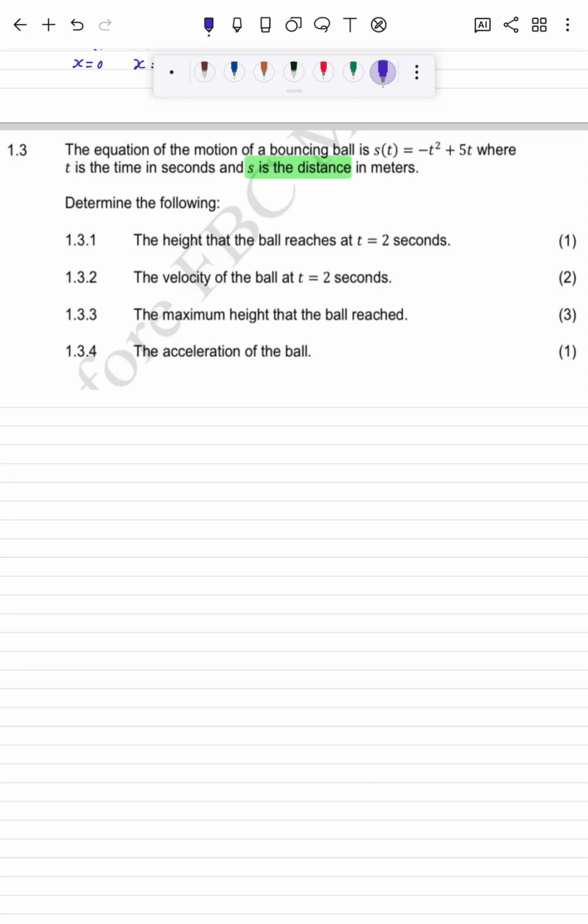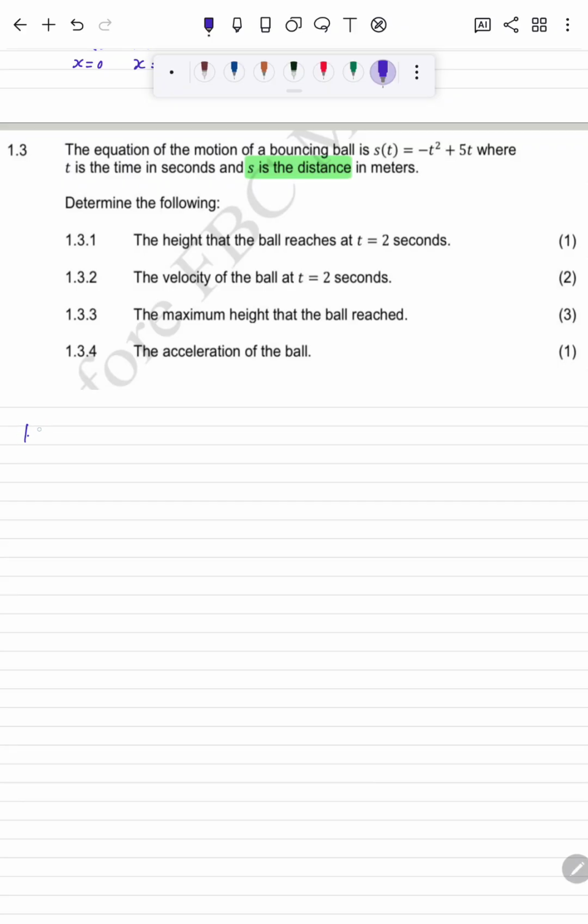So let's answer the question. The question then says, determine the following. The height that the ball reaches at t equals 2. Remember, what is s? s measures the distance. So we have got the distance formula already. So you're going to replace t by 2 to understand how high the ball will be after 2 seconds.